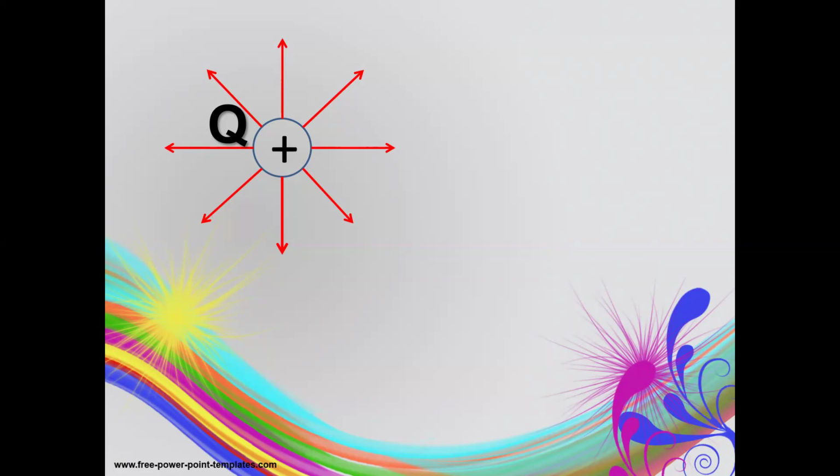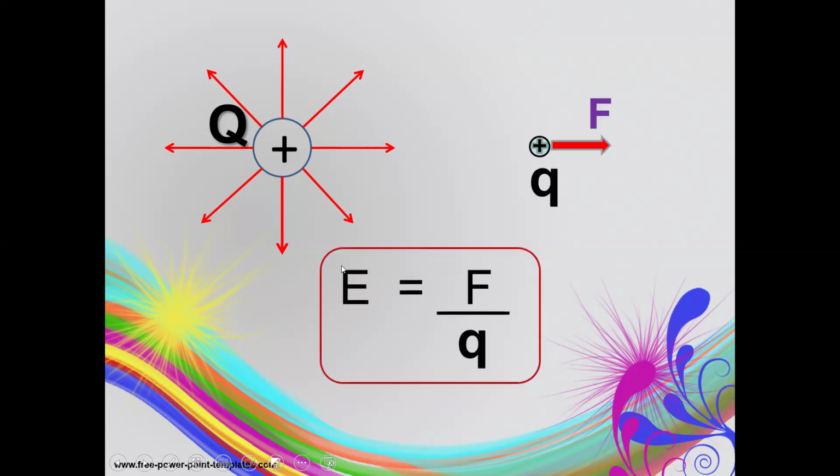Now, look, in the line of the charge, I have put a small test charge q. The positive repulsion is working, and I'm getting a force on the small q. Look at the formula: E is equal to F upon q. Electric field strength is the force per unit charge. You have to copy this.